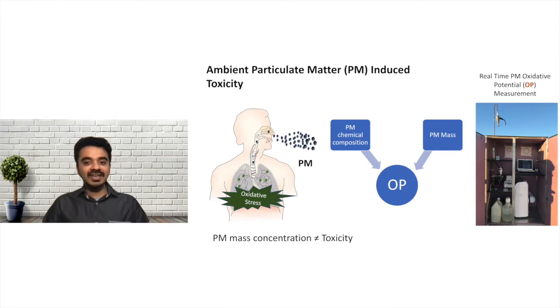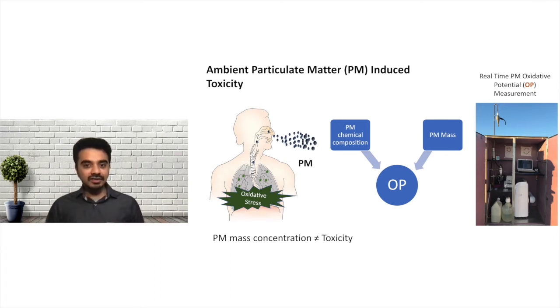So, because of this varying chemical composition of PM, researchers today are working on developing new health metrics which take into account both mass concentration and chemical composition of PM. And one such promising alternate health metric is measuring the oxidative potential, or OP, of ambient PM. OP is the ability of inhaled air particles to induce oxidative stress, which is assumed to be the underlying mechanism by which PM causes various adverse health effects.